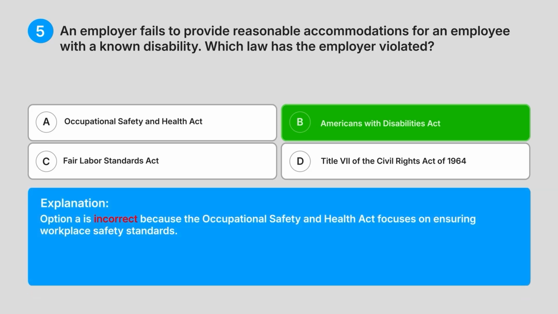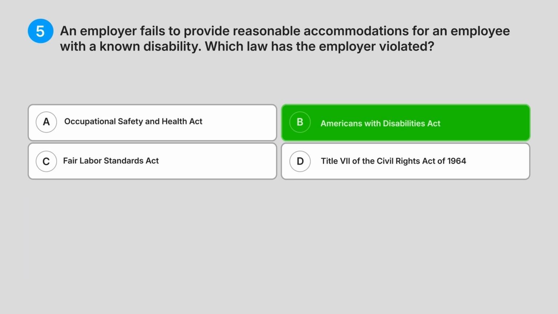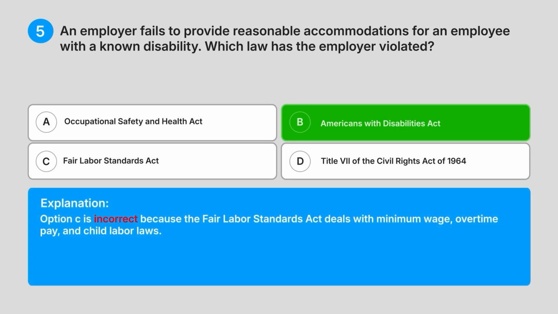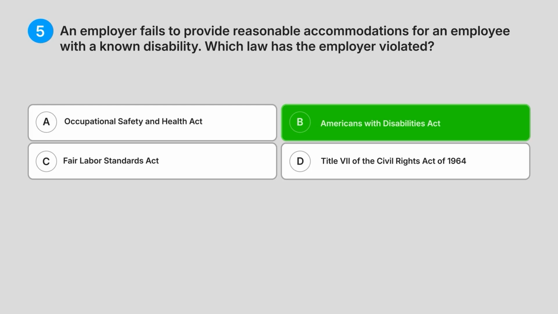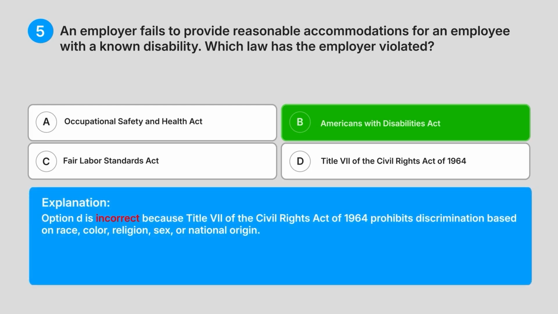Option A is incorrect because the Occupational Safety and Health Act focuses on ensuring workplace safety standards. Option C is incorrect because the Fair Labor Standards Act deals with minimum wage, overtime pay, and child labour laws. Option D is incorrect because Title VII of the Civil Rights Act of 1964 prohibits discrimination based on race, colour, religion, sex, or national origin.